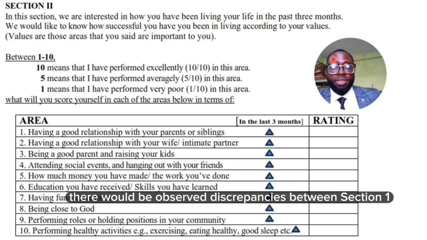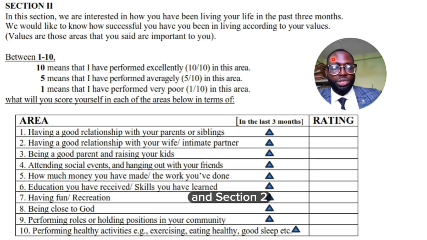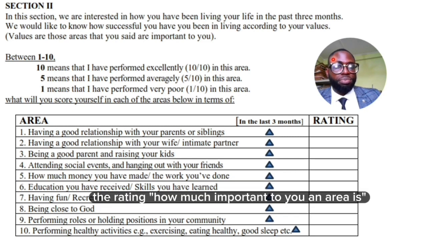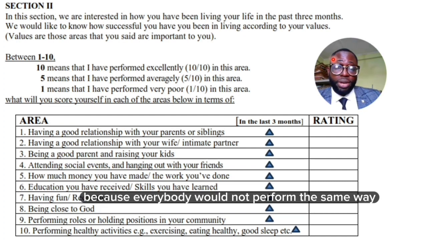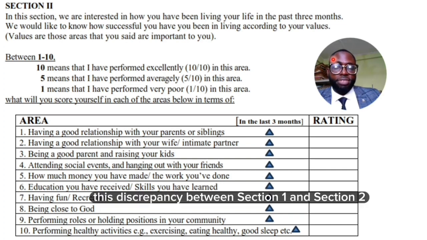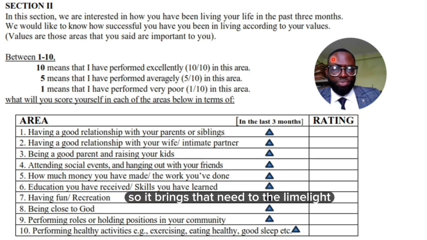All right, let's continue. There will be observed discrepancies between section 1 and section 2. The rating, how important an area is to you versus how you have been living your life, there would always be a difference because everybody would not perform the same way. So there will be some differences. This discrepancy between section 1 and section 2 indicates a need. So it brings that need to the limelight, it brings that need to your awareness. And this need is the fuel for goal production. So this need is where goals or inspiration of goals come from.